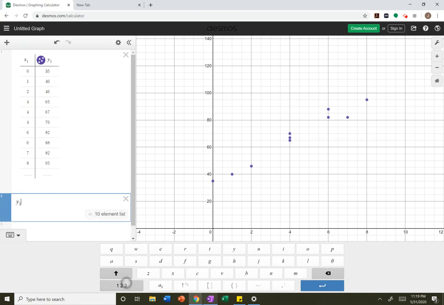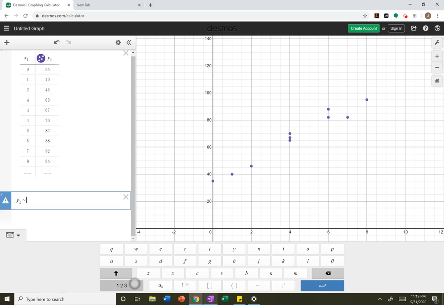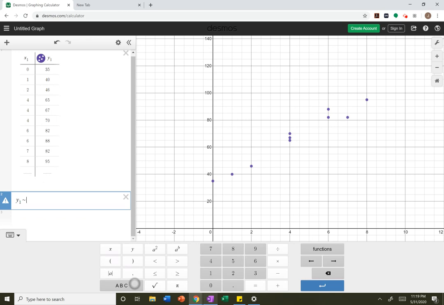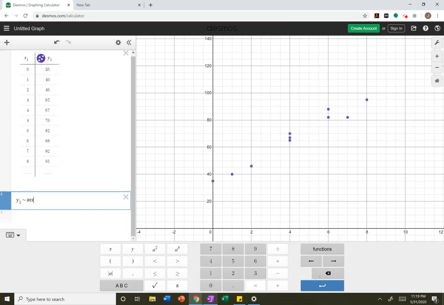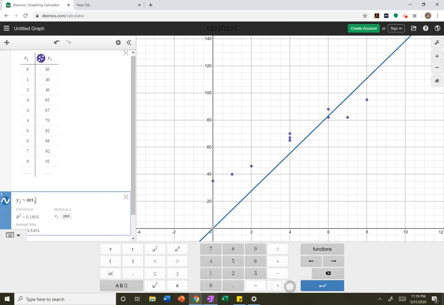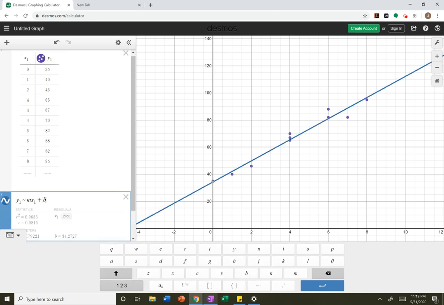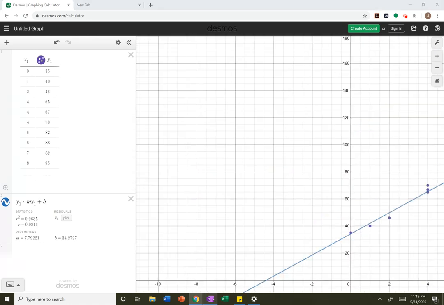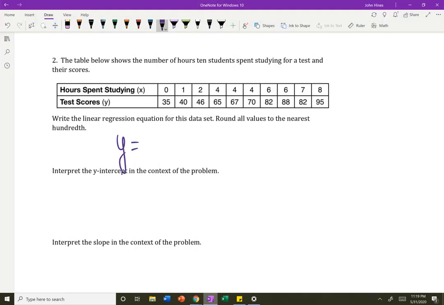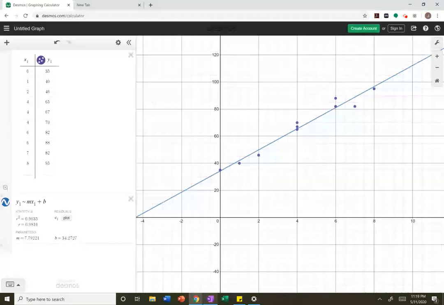y1 squiggly, y1 squiggly, squiggly's right there, by the way, mx1, not 7, sorry, x1 plus b. Y equals mx plus b. y1 squiggle, mx1 plus b. And we get our line of best fit. And I'm going to look down here for what is m and what is b. So I'm going to write the equation y equals mx plus b.